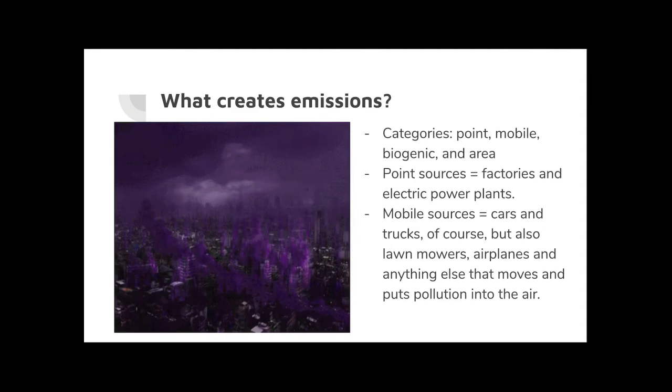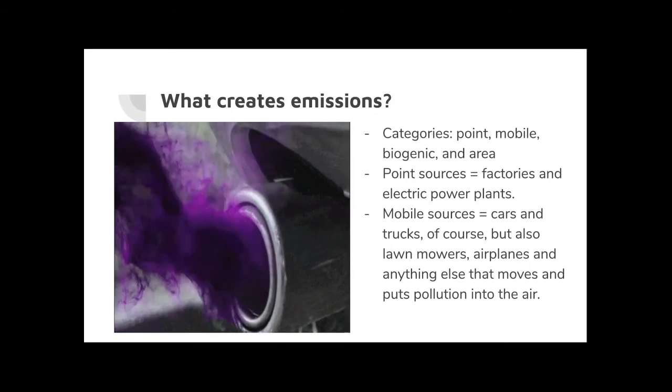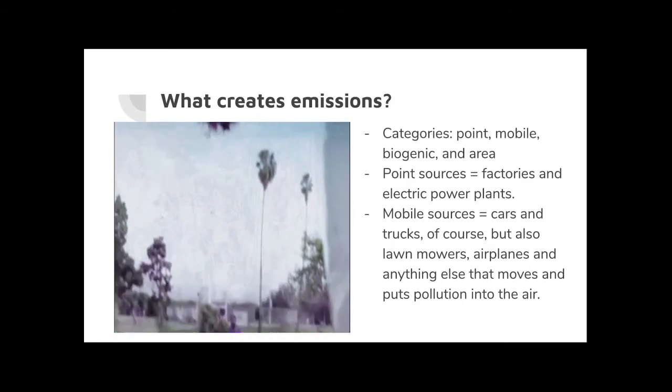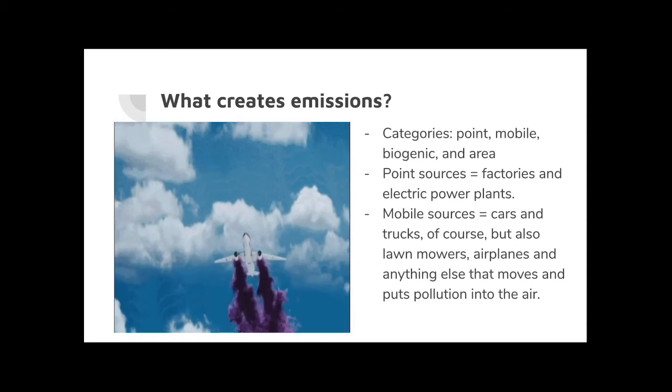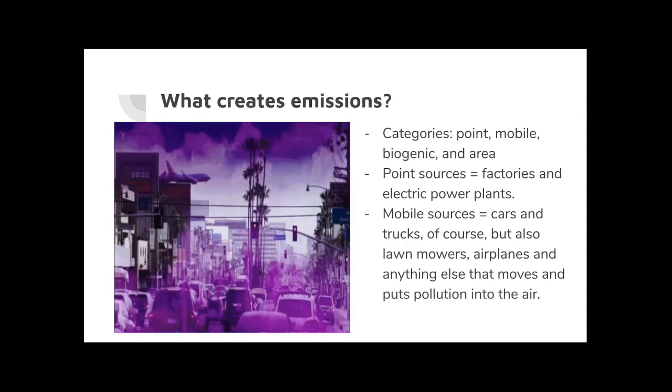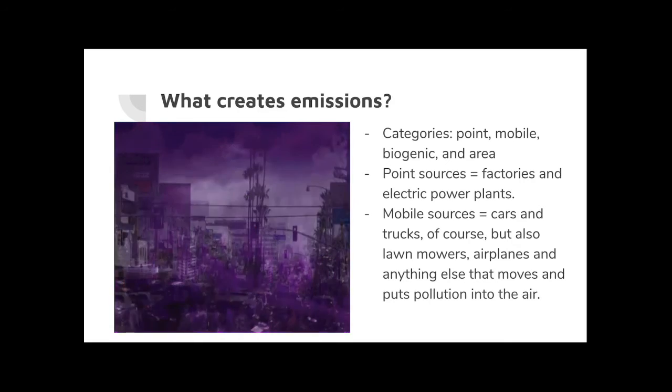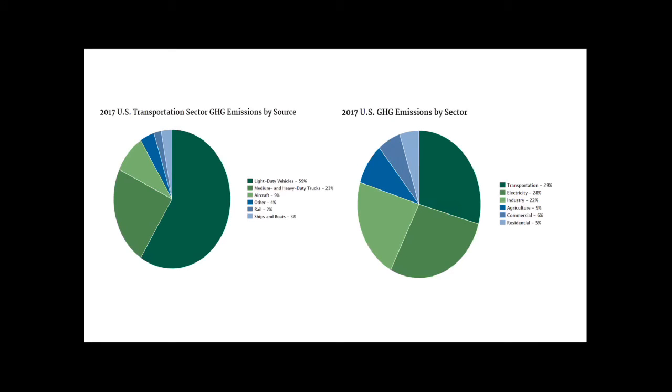What creates emissions? There are multiple categories: point, mobile, biogenic, and area. Point sources are factories or power plants, and mobile sources include cars and trucks, as well as lawnmowers and airplanes. These 2 figures show different facts about how transportation affects emissions. As you can see on the right figure, transportation is 29% of greenhouse gas emissions, followed by electricity and industry. On the left, you can see of that transportation, 60% is due to vehicles, followed by trucks, aircraft, rail, and ship and boats.